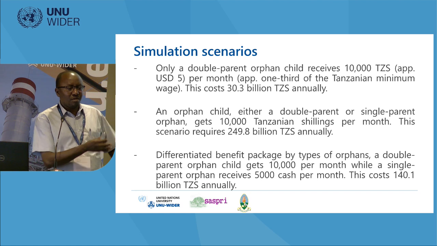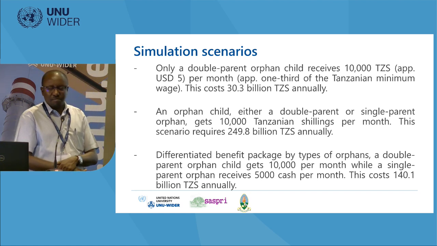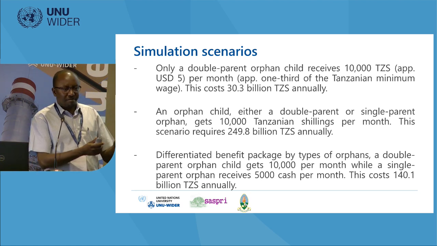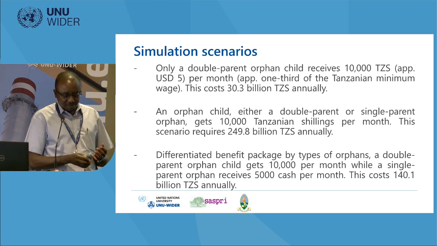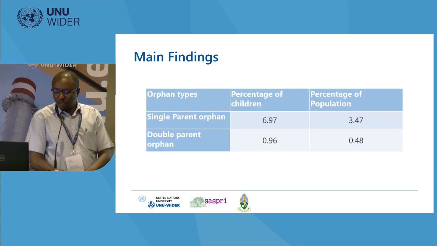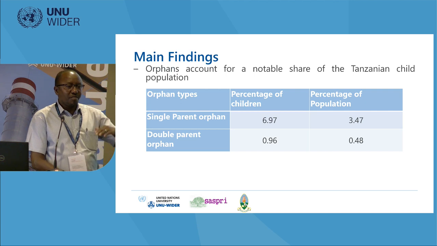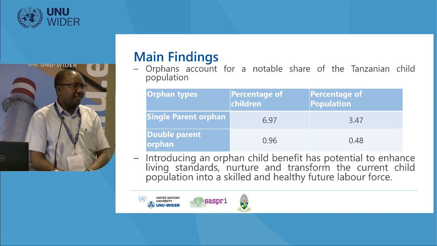And we have the one that says, no, look, those with single parents are by far better. We only give half, and for the double parent orphans, we give the full amount. And that one will give you an in-between. So what are our key findings here?